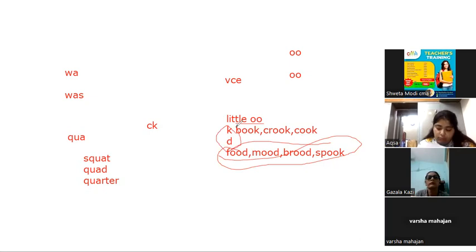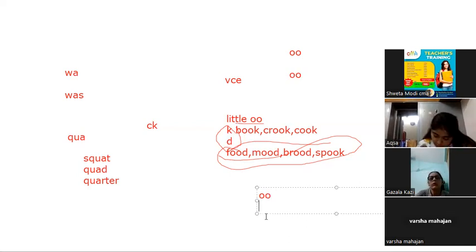Also, always remember if it is the last sound. When you have double O at the end of any spelling, it will always be long. Can you give examples of words where you have double O at the end? They will never be short. They'll always be long oo and not little oo. Igloo, zoo. Shampoo, very good.